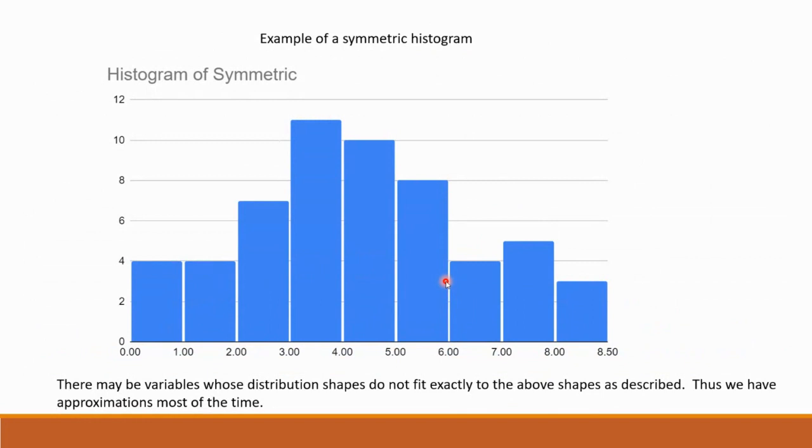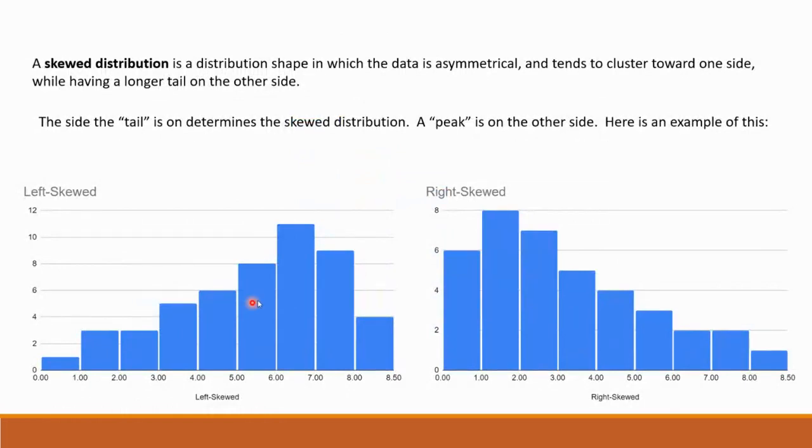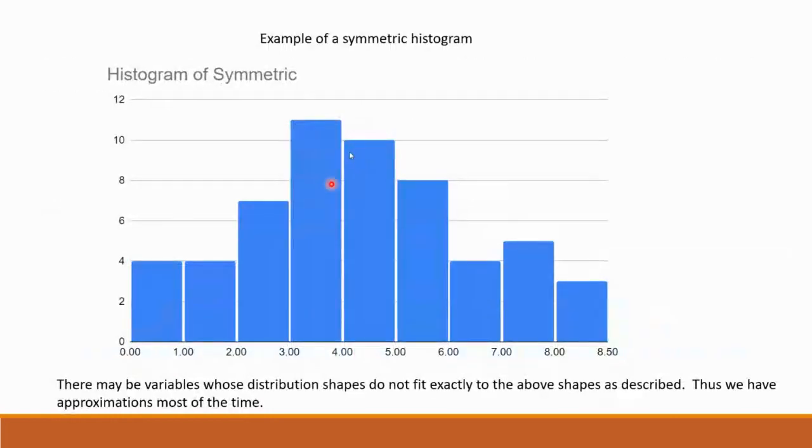Here's a better example of a symmetric histogram. Again, this isn't exact, but you can see that the center would probably be somewhere around here. If you were to fold about this imaginary center, these two halves would almost line up with each other. They're not going to exactly line up, but they almost do. So roughly it's symmetric. You can see it's a lot more balanced than either one of these. Here, the data is clustered on the left side, here it's on the right side, whereas here it's more towards the middle.